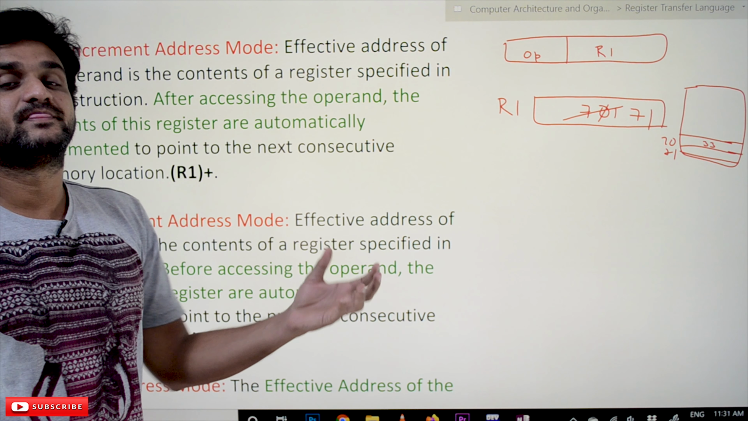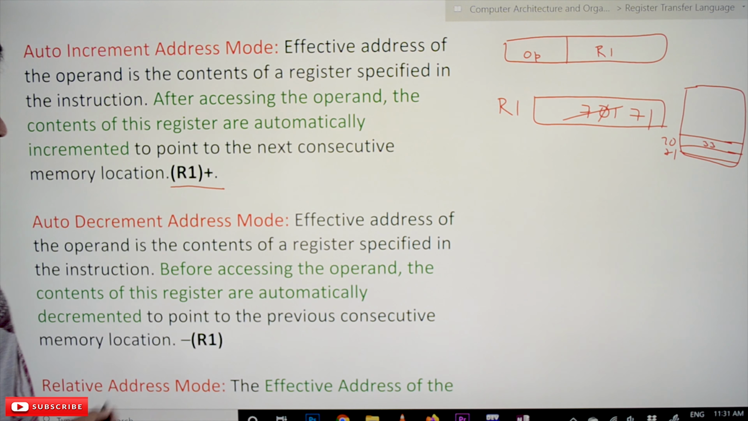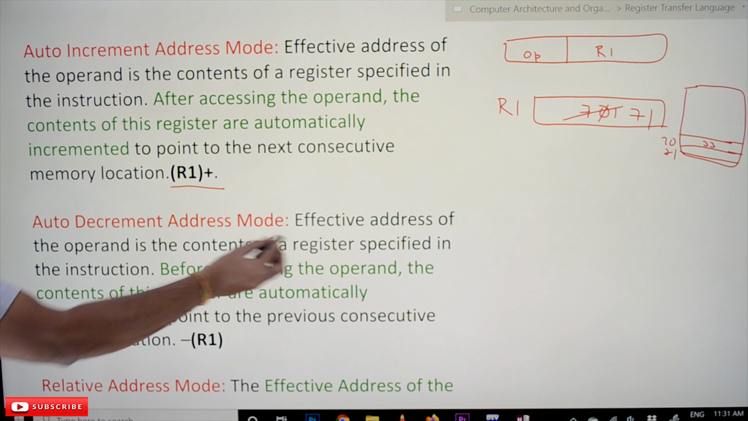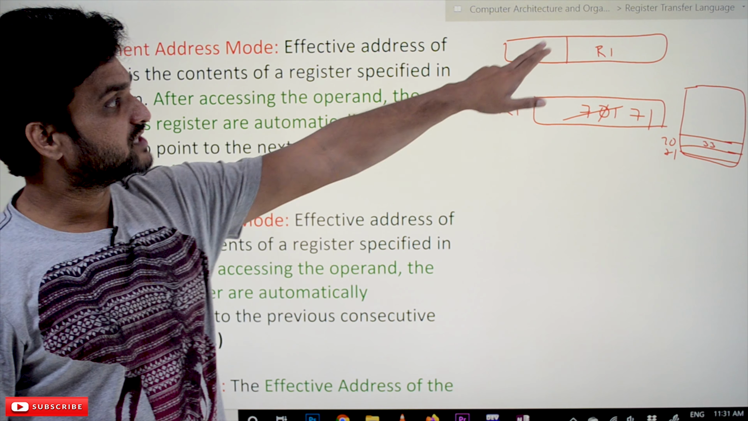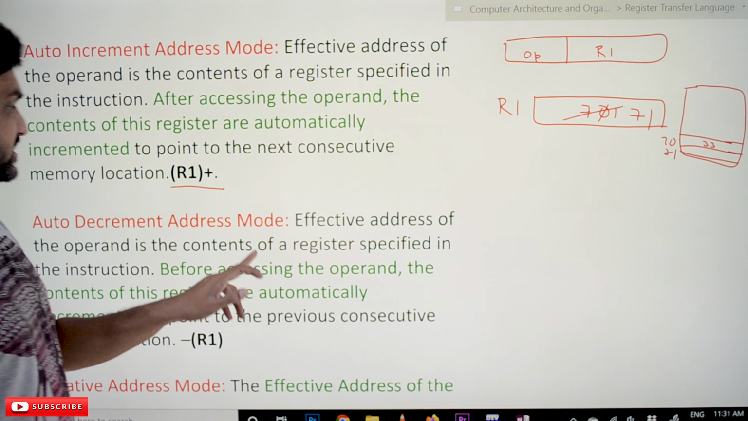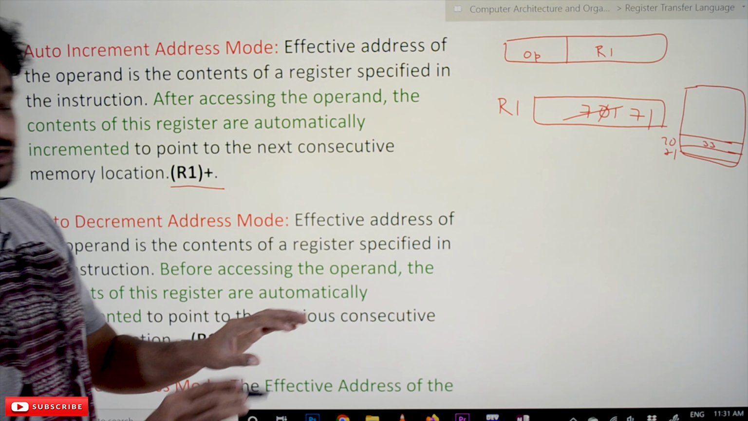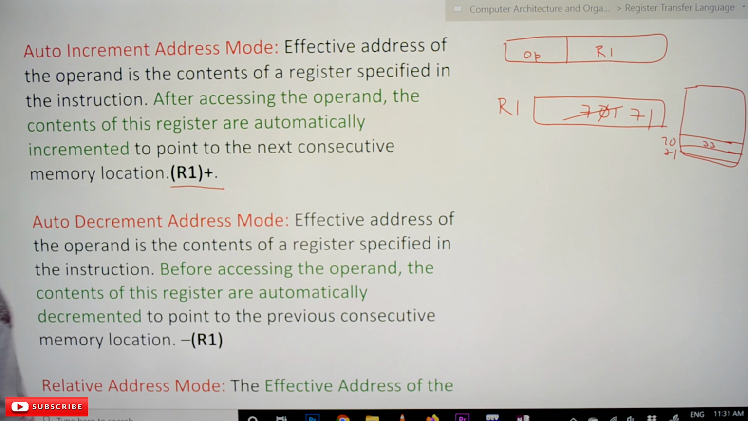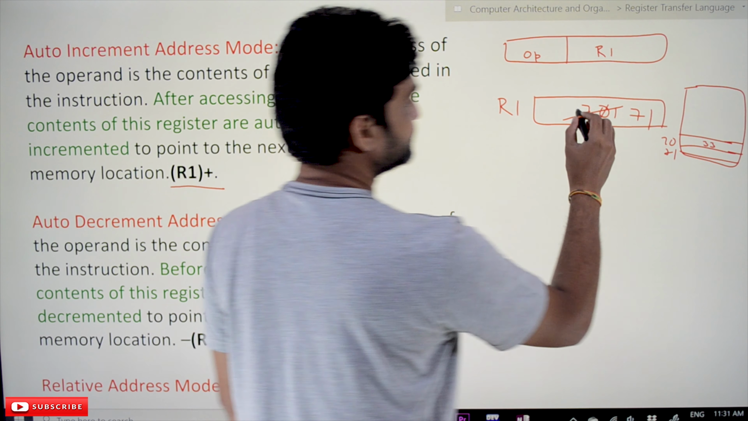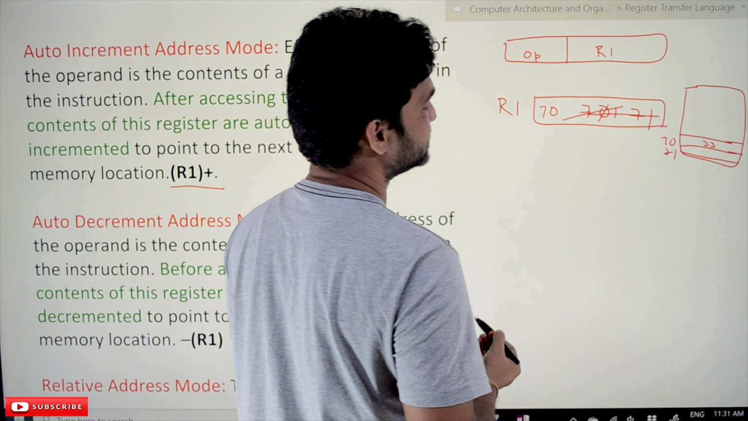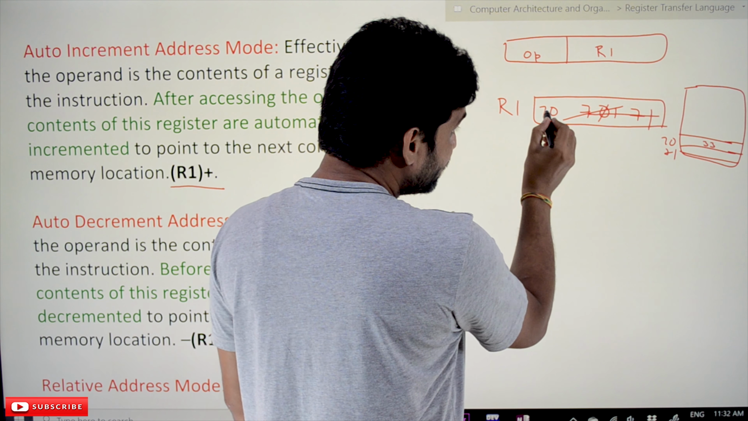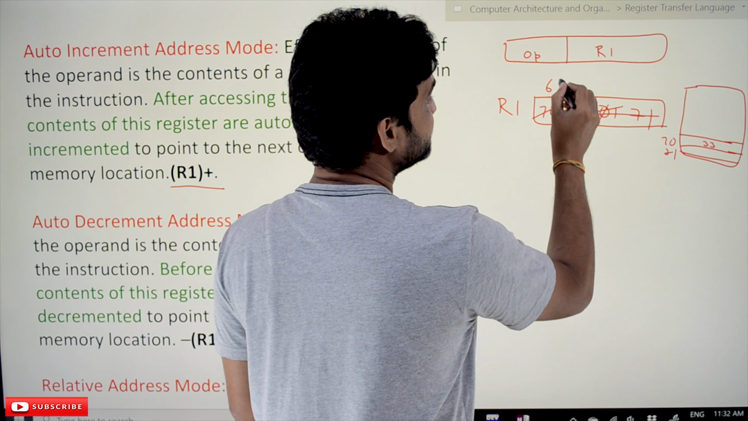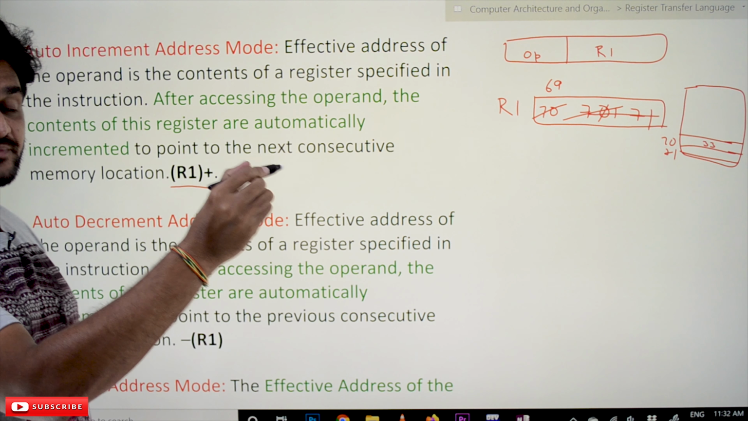In the same way, the only difference here, it is R plus. The only difference is the auto decrement addressing mode. The effective address of the operand is the contents of the register specified in the instruction. It is all same. The operand is present here, but the difference is before accessing the operand. For example, if we have 70 as in the previous execution, before accessing this operand, this value will get decremented. That is the difference between auto increment and auto decrement.